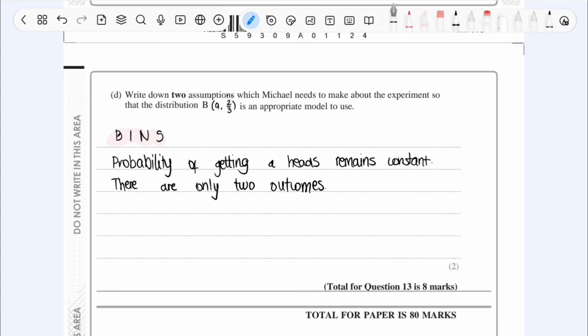I'll concede that not only is this a difficult question to be doing in the exam, but it's definitely difficult when it's 10 o'clock at night and it's quite a hot day in the UK for once. Anyways, this was paper 2 of the specimen.